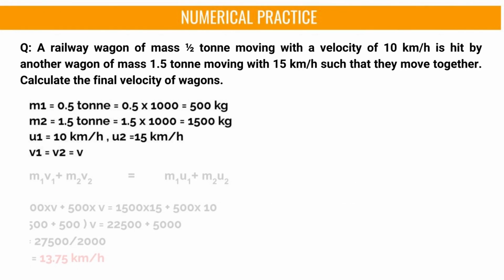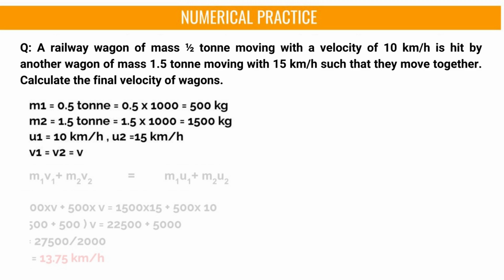Let's do some numerical practice of conservation of momentum. A railway wagon of mass 0.5 ton moving with a velocity of 10 km/h is hit by another wagon of mass 1.5 ton moving with 15 km/h such that they move together. Calculate the final velocity of wagons. M1 equals 0.5 ton, which equals 0.5 multiplied by 1000, means 500 kg. M2 equals 1.5 ton, which equals 1.5 multiplied by 1000, means 1500 kg. U1 equals 10 km/h, U2 equals 15 km/h.